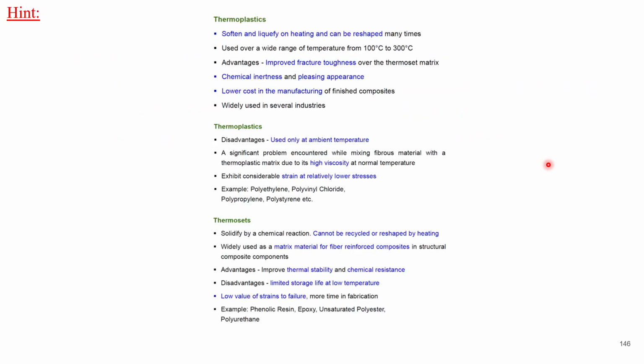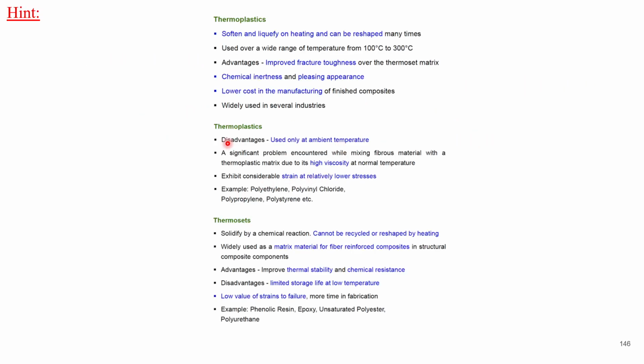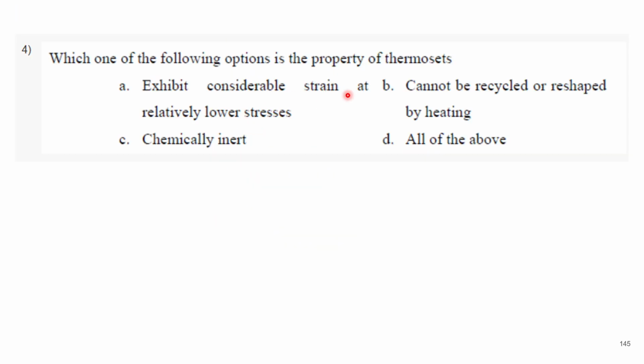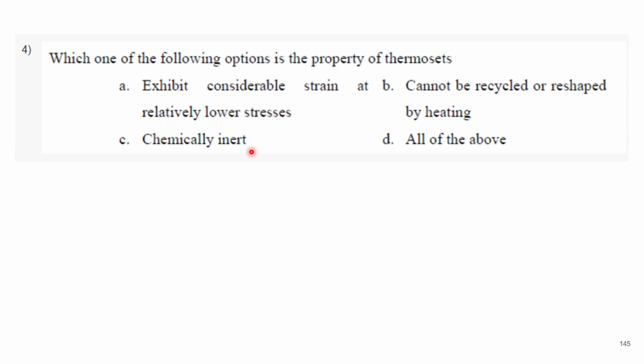So if you see here, exhibit considerable strain at relatively lower stresses. This property belongs to thermoplastics, so this is not thermoset. So A is incorrect. Then if you see here, chemical inertness and pleasing appearance. Chemical inertness is again a property of thermoplastics, not thermosets, so that is also not correct.